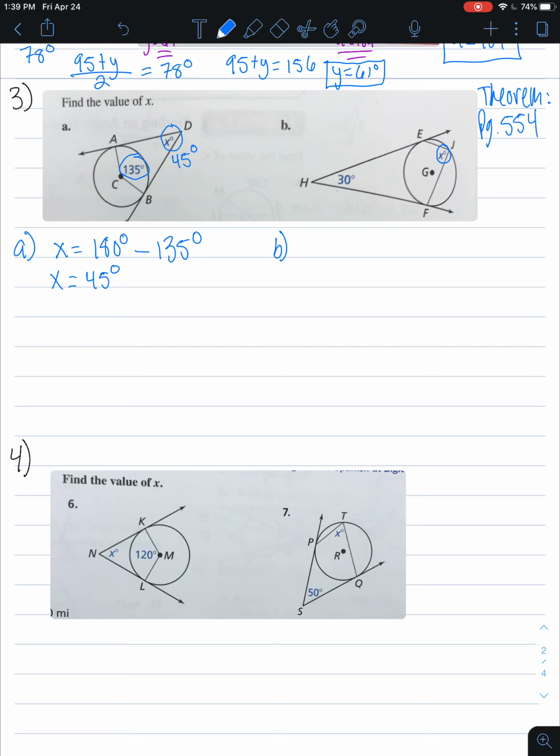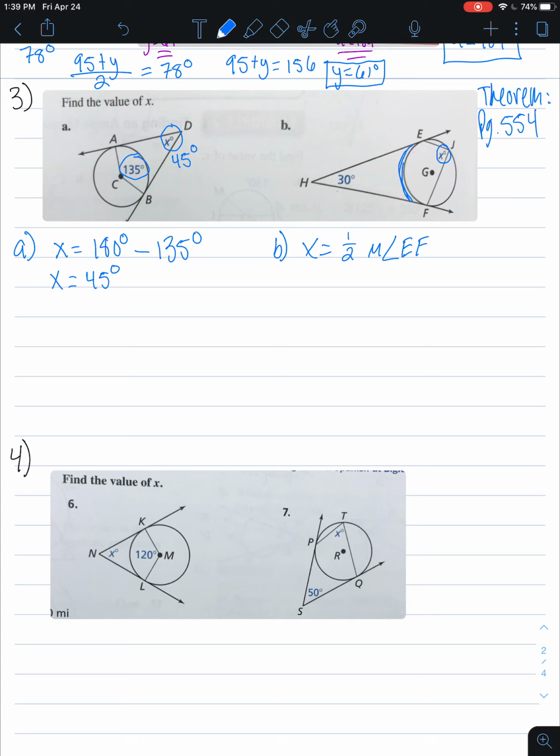to figure this out. So in order to do that, we're going to first write that we know that EJF, so angle X, is going to be equal to 1/2 of EF, which is right here. Okay. The reason why we know that is because of that theorem that's on page 554, which again is called the measure of an inscribed angle theorem.